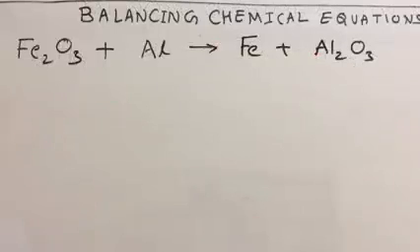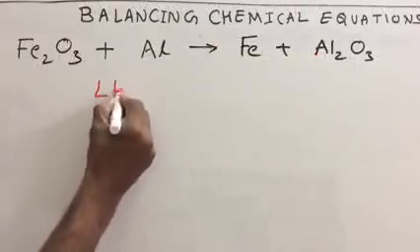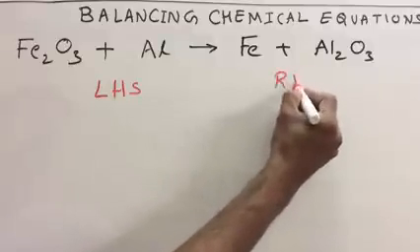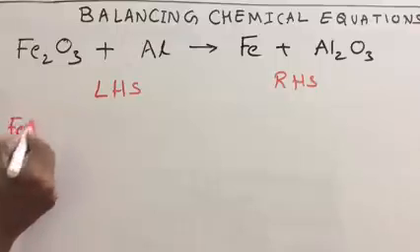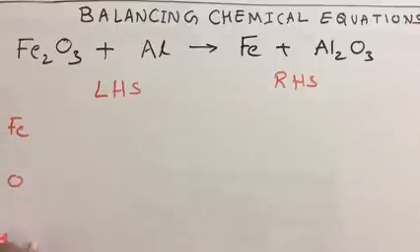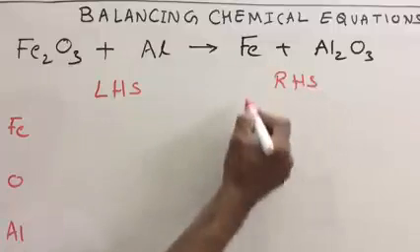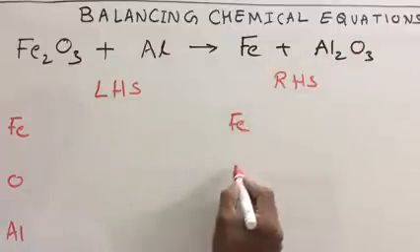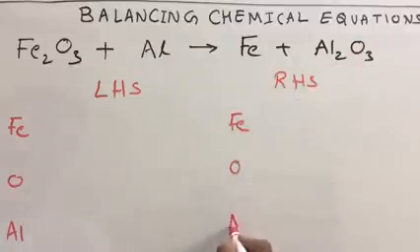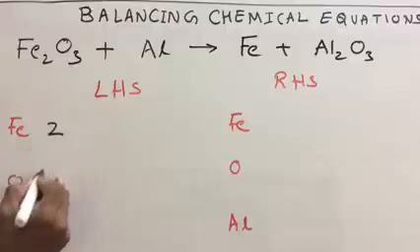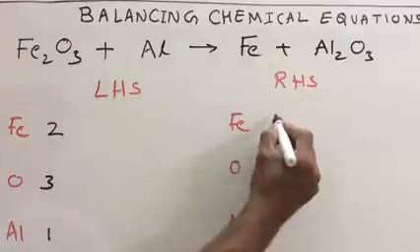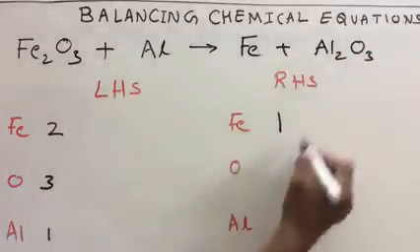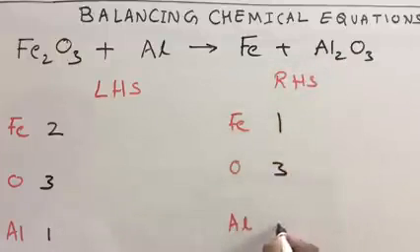One more equation. Write the equation first and then write LHS, RHS. On LHS the atoms: you have iron, you have oxygen and you have aluminium. Similarly on RHS you have iron, oxygen, aluminium. Now check the number of atoms of each. For iron you have 2 on LHS, for oxygen you have 3, aluminium 1. On RHS iron you have 1, oxygen you have O3 means 3 here, aluminium Al2, 2.